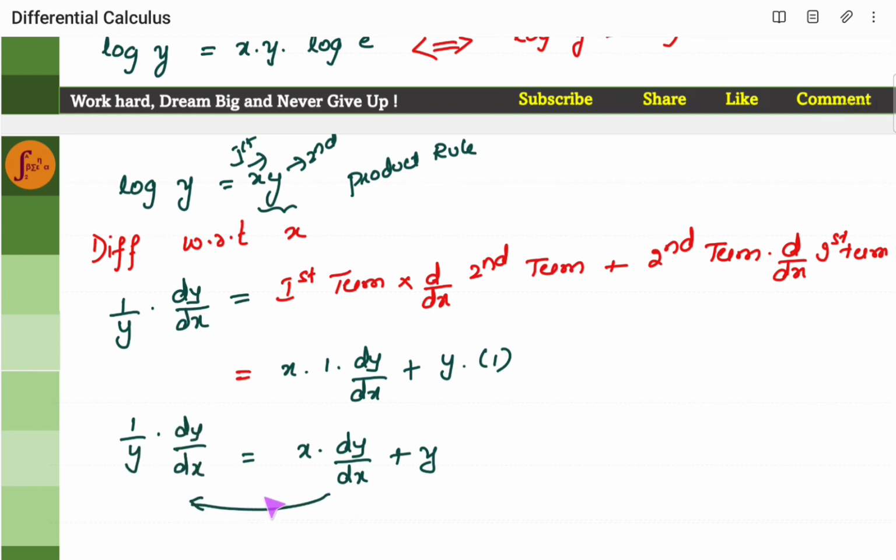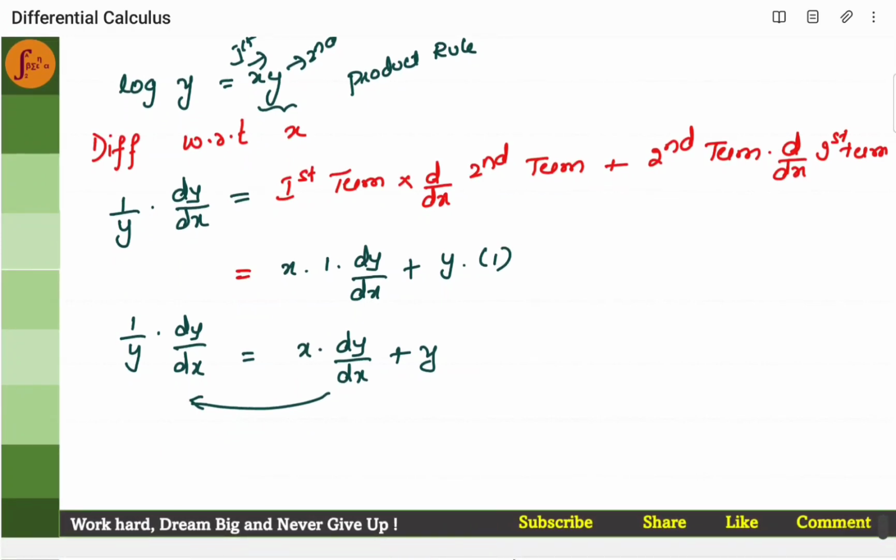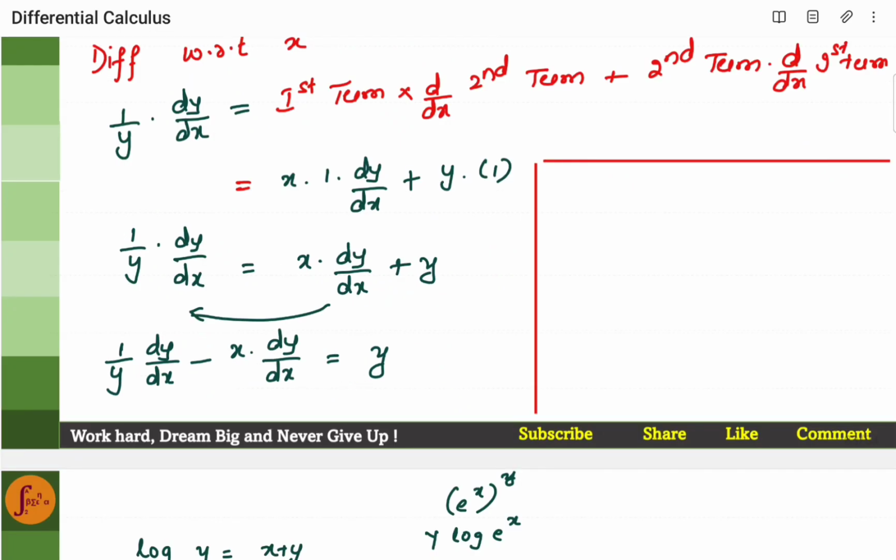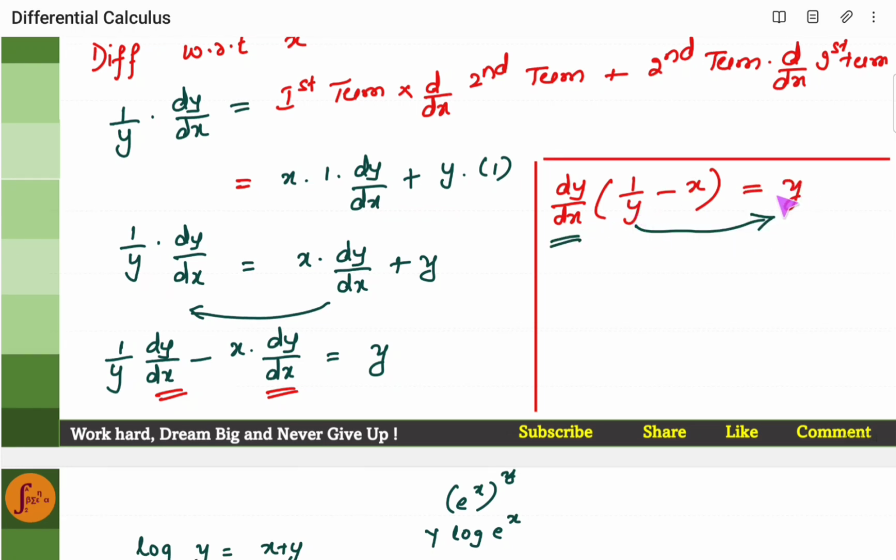Now let's bring all dy by dx to one side and simplify it. So we'll get 1 by y dy by dx minus x into dy by dx is equal to y. Now let's take dy by dx as common. I will get dy by dx into 1 by y minus x, and this is equal to y. Now I'll shift this here so that I get only dy by dx. dy by dx is equal to y divided by 1 by y minus x.